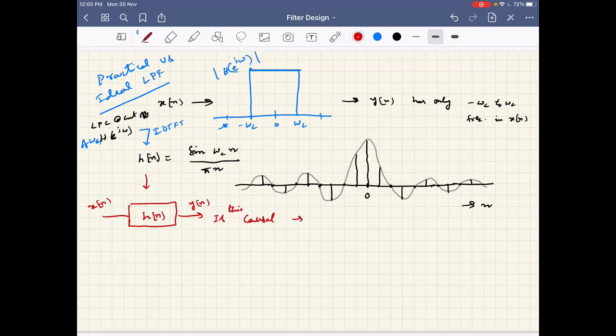Okay, the answer is no, not a causal system. So can we realize this? The answer is no. So we cannot realize this. Okay, this first thing. Second thing is: is this a finite impulse response or an infinite impulse response? This is an infinite impulse response. So it extends from minus infinity to infinity.